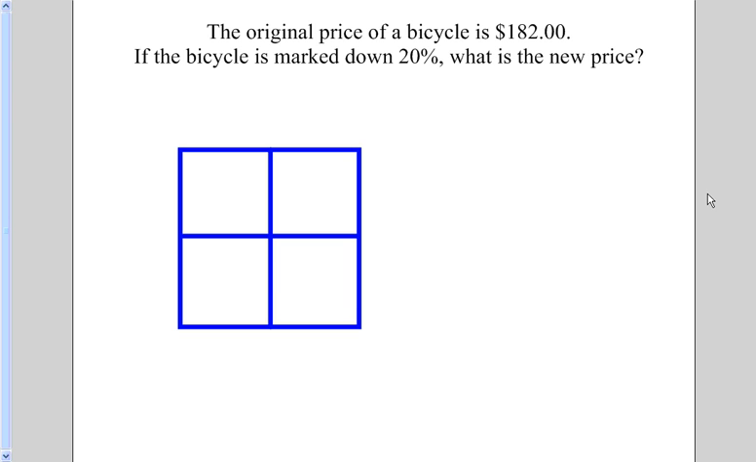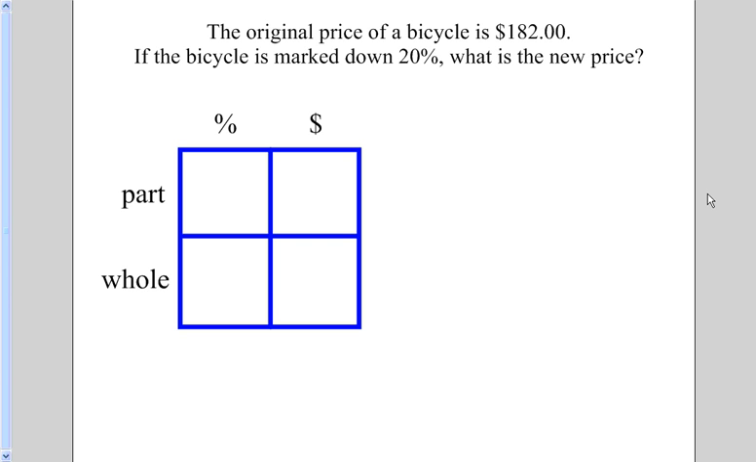On the rows, we're going to label them on the side, part and whole. And at the top, we're going to be labeling the first column percent and the second one number, or in this case, dollars, because that's what we're talking about here, the price of a bicycle.